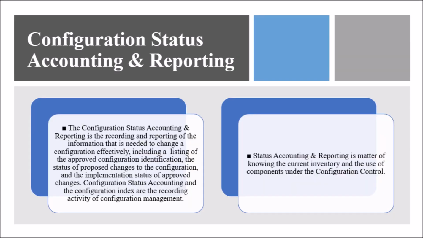Configuration status accounting and reporting. The configuration status accounting and reporting is the recording and reporting of the information that is needed to change a configuration effectively, including a listing of the approved configuration identification, the status of proposed changes to the configuration, and the implementation status of approved changes. Configuration status accounting and the configuration index are the recording activity of configuration management. Status accounting and reporting is a matter of knowing the current inventory and the use of components under the configuration control.